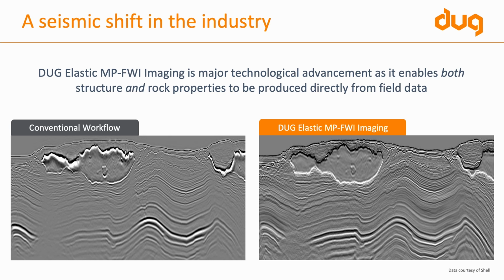These two pictures are reflectivity images. On the left, we have the reflectivity from the conventional workflow. On the right, from elastic MPFWI imaging. The large, well-defined areas near the top are actually large bodies of salt. Processing and imaging around salt bodies is notoriously challenging. The differences you can see between these two images are material. The reflectivity on the right is a significantly better result.